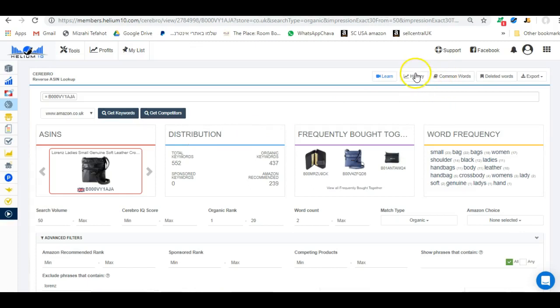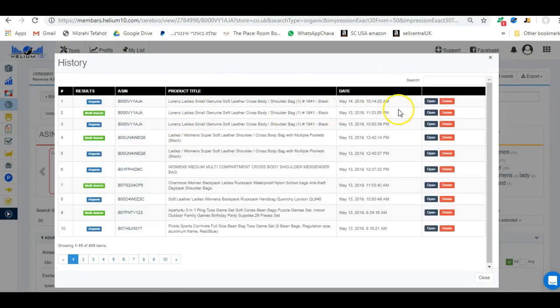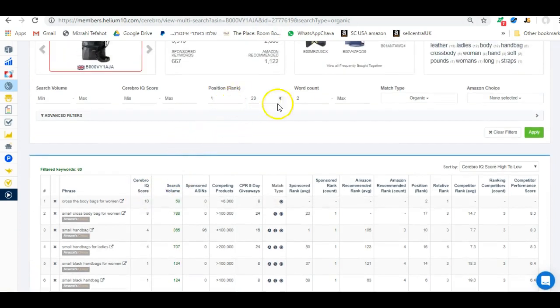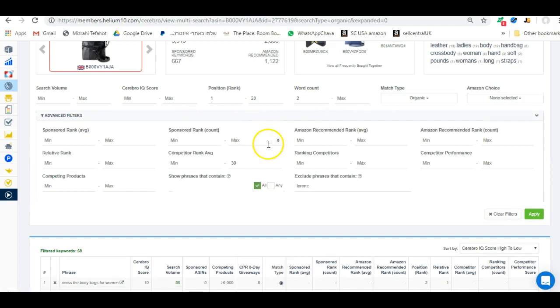Now I can pull up the history because I did this search before. I can just pull it up with this tool. I can do the multi-search history here, and these are all those ASINs that I pulled up. Same idea: I have my advanced filters on.